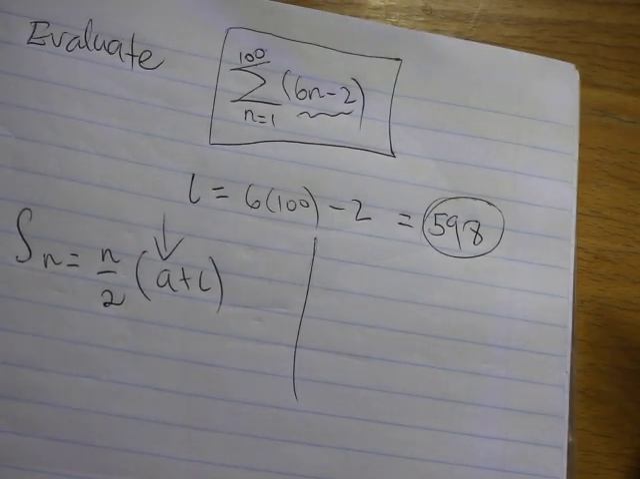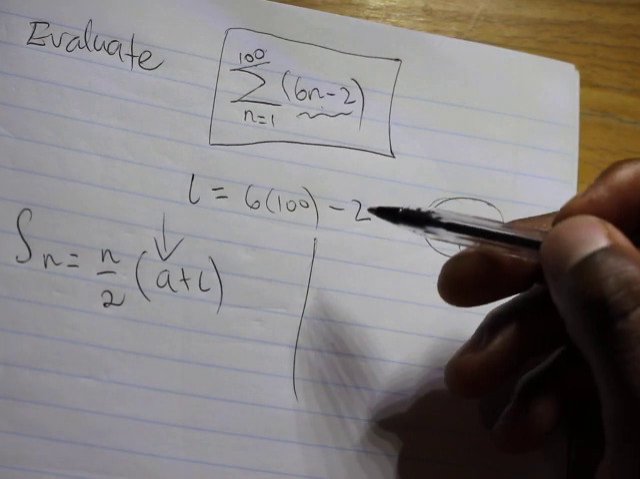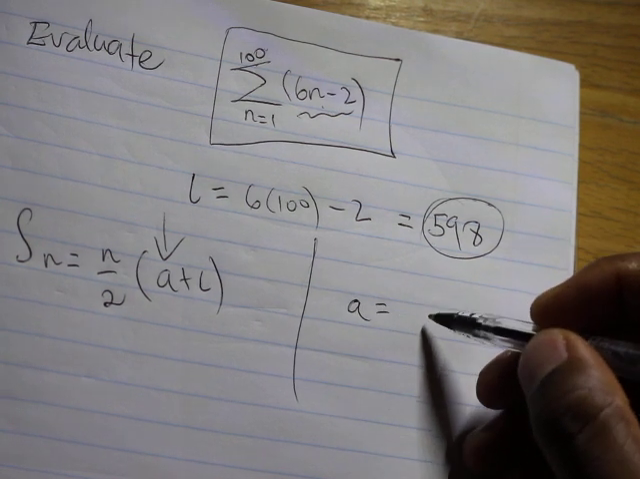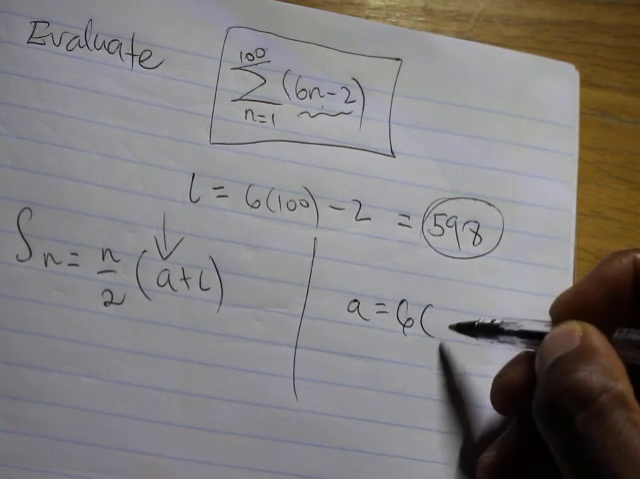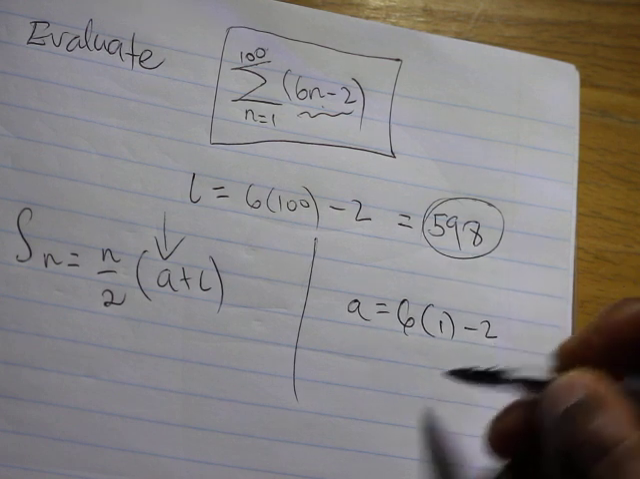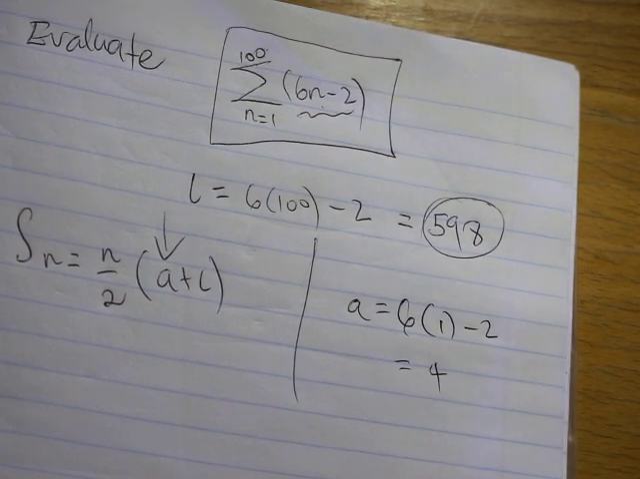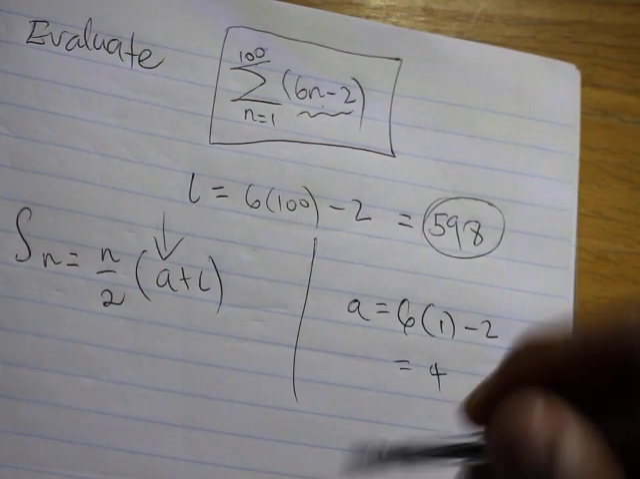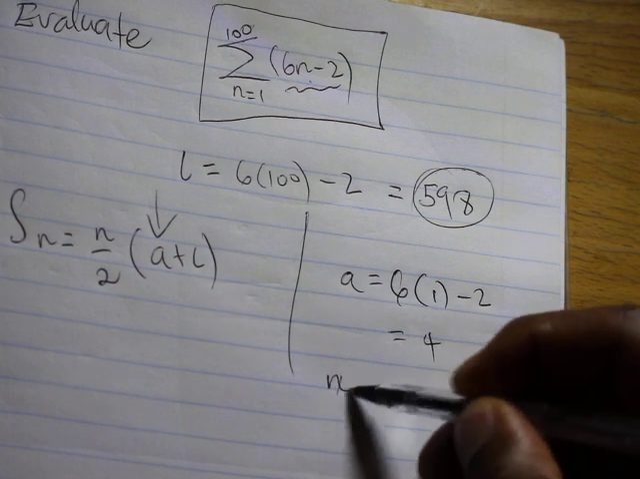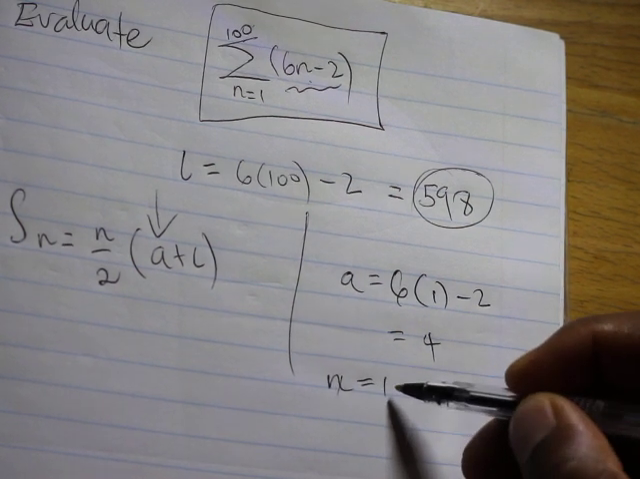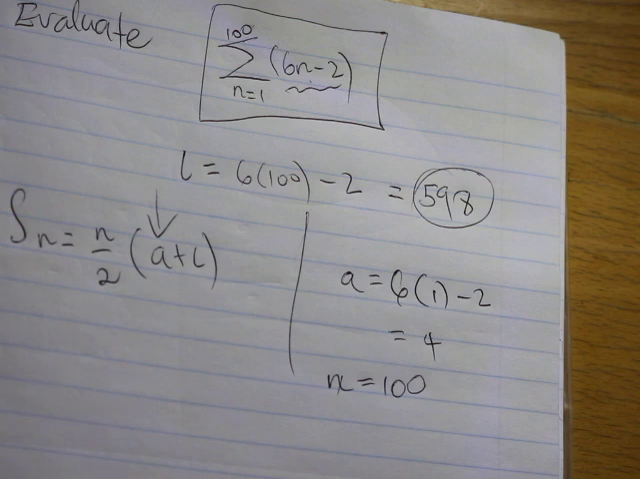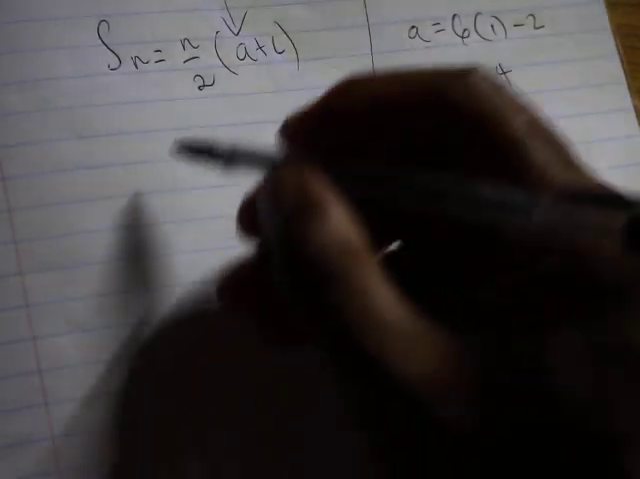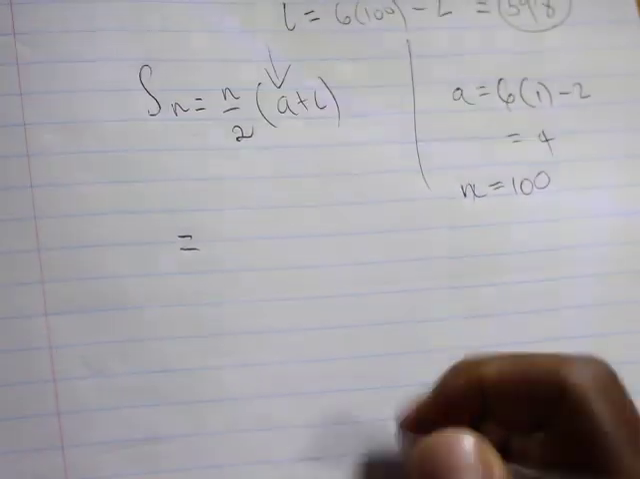As you can see, we're also going to need the a, which is the first term. So to find the a, obviously that means you need to substitute 1, because the position for a is 1. So a is given by what? 6 into 1 minus 2, which is what? 4. All right, so we've got the first term and the last term now. And we also know that our n is equal to 100, because that's the total number of terms in the series. Do you understand? So we're ready to substitute.